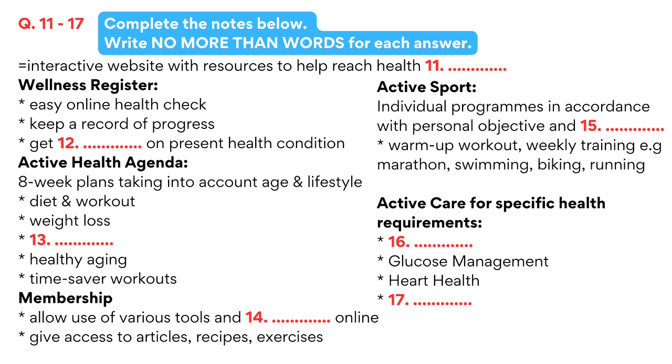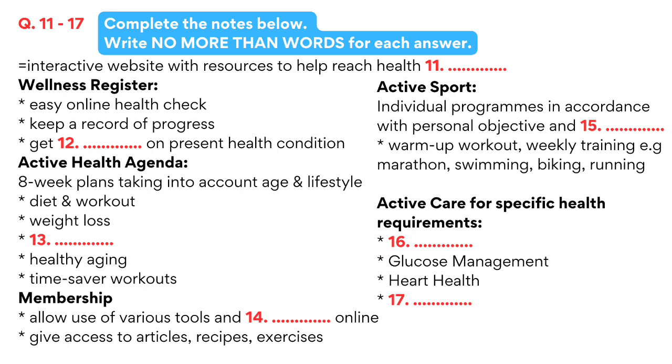What do you want to do? Lose weight? Give up smoking? Manage your blood glucose levels or just improve your overall fitness? Use the simple online assessment tool and receive a personalized report on your current state of health. This is what we call your wellness register. After you've completed this, you'll be ready to move on.